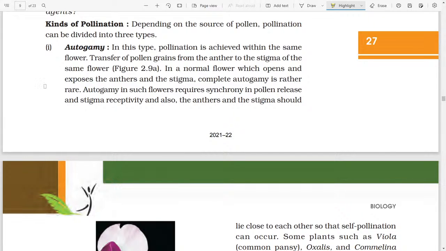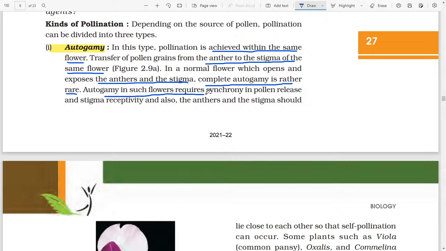Kinds of pollination. Depending upon the source of pollen, pollination can be divided into three types. Autogamy. In this type, pollination is achieved within the same flower. It is the transfer of pollen grains from the anther to the stigma of the same flower. In a normal flower, which opens and exposes anther and stigma, complete autogamy is rare.